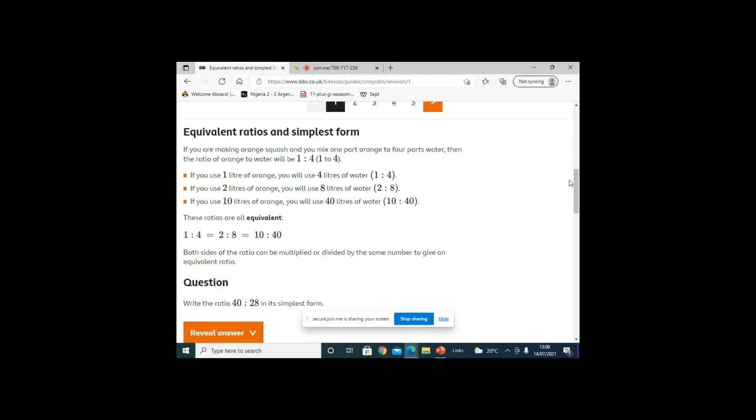Ratio is a very important topic in level two functional skills. Ratio is comparing two or more things. If you are making an orange squash and you mix one part of orange to four parts of water, the ratio is 1 to 4. Can you say one part of orange to four parts of water? So the ratio is 1 to 4. This is how they write it.